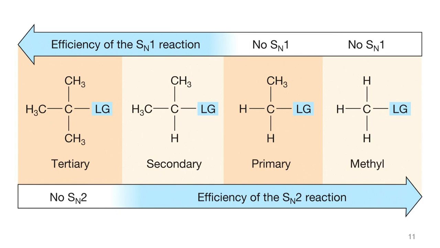For an SN1 process, we find the opposite trend: the efficiency of the SN1 reaction increases as we go to greater substitution. So tertiary and secondary substrates react readily, tertiary more rapidly than secondary because they form more stable carbocations. We do not find SN1 reactions occurring with primary or methyl substrates at all. Primary carbocations, and certainly not methyl carbocations, are viable intermediates in reactions.